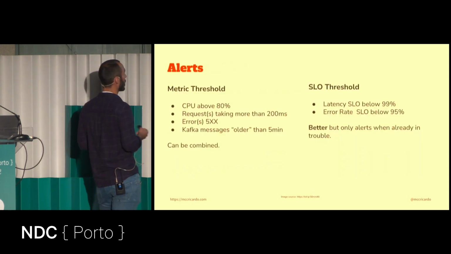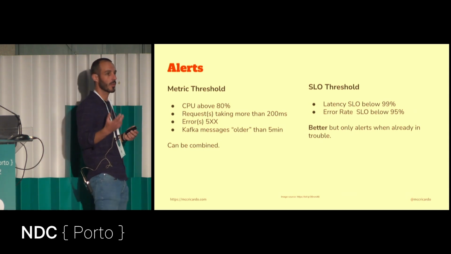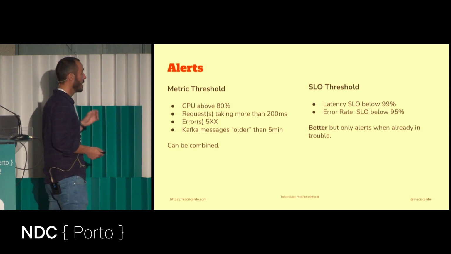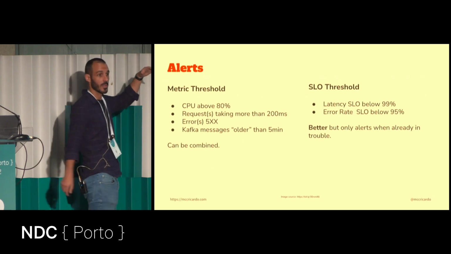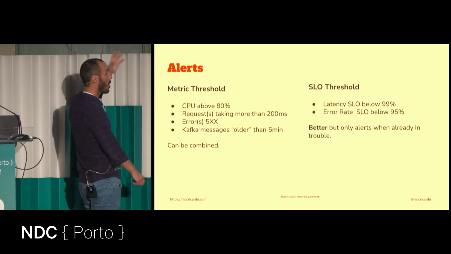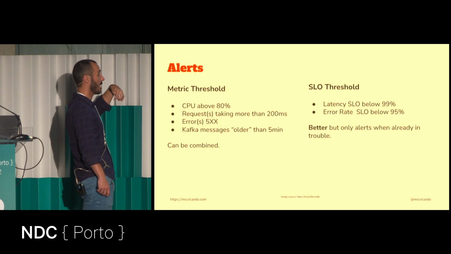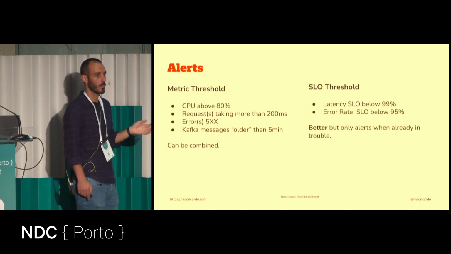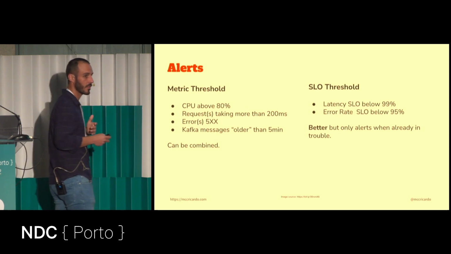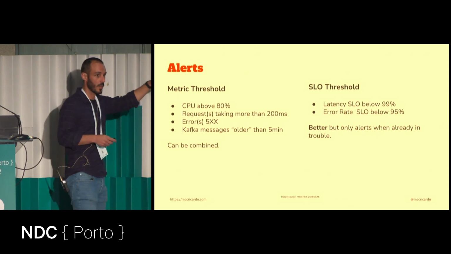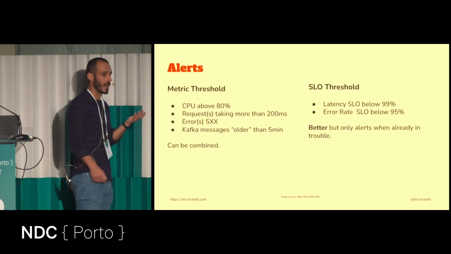So building on SLOs and this reliability framework, we can start building alerting that's a little bit more interesting than just alerting on metrics. The traditional way that we alert on metrics is we have some kind of threshold. If that threshold is passed, we get an alert. So CPU is more than 80%, or we got a Kafka message that is older than 5 minutes. Of course, this can be combined to be a little bit more sophisticated. If CPU is above 100% and requests take more than 200 milliseconds, I want to receive an alert. But we can do better.